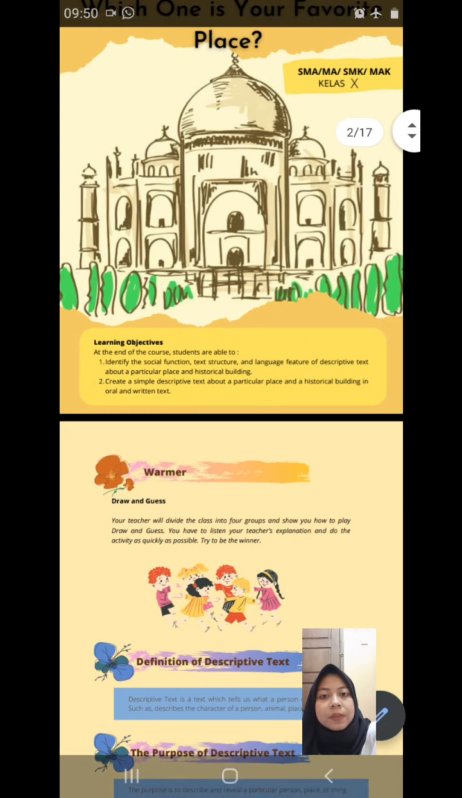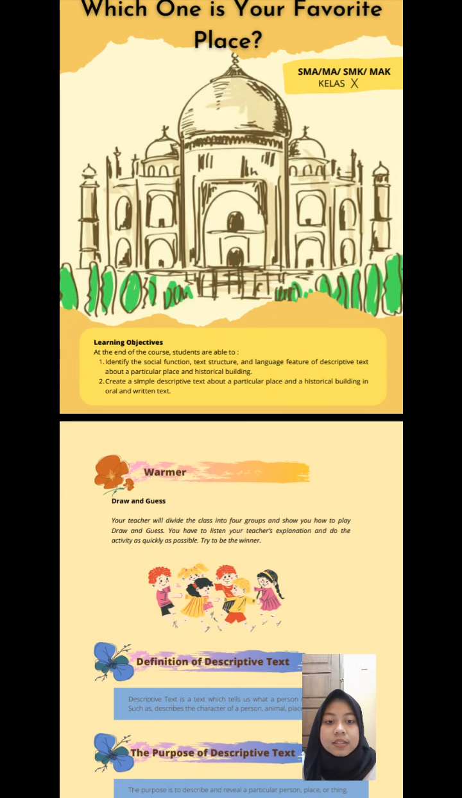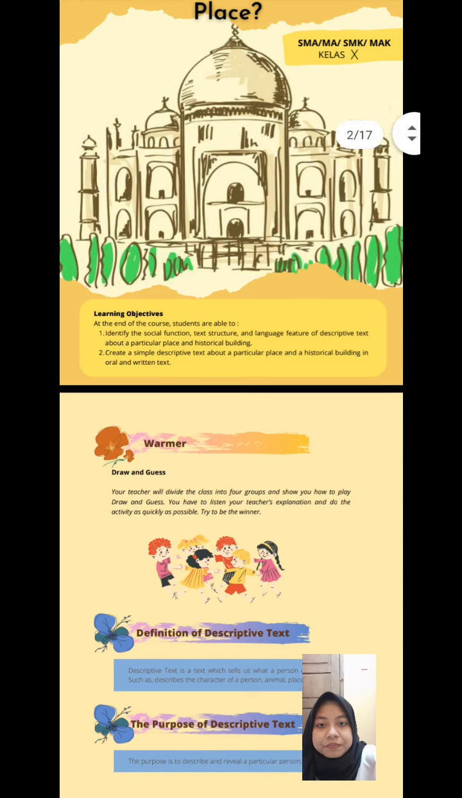I also explain here the learning objectives of this textbook. At the end of the course, the students are able to identify the social function, text structure, and language feature of descriptive text about a particular place and historical building. And second, students are able to create a simple descriptive text about a particular place and historical building in oral and written text.